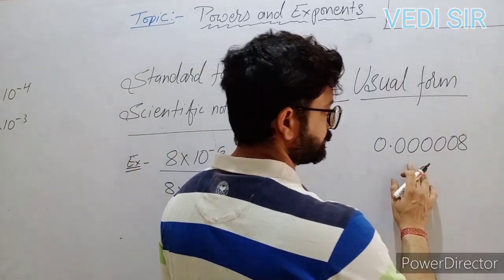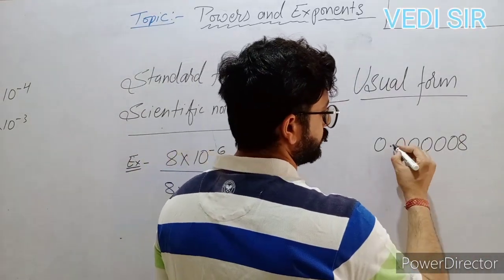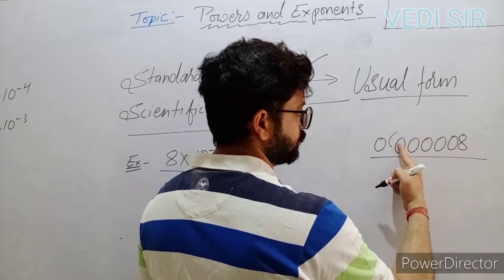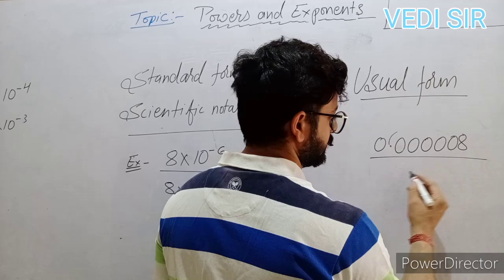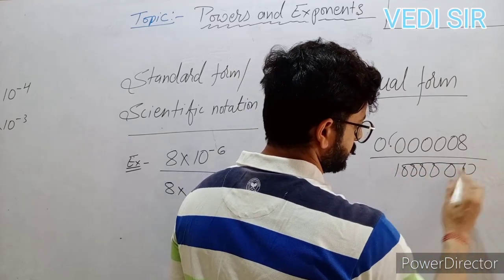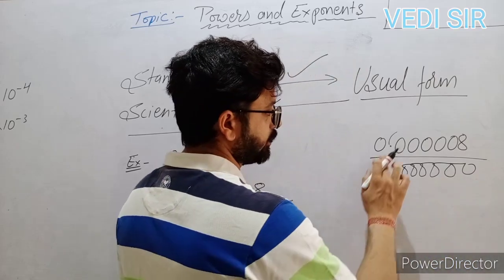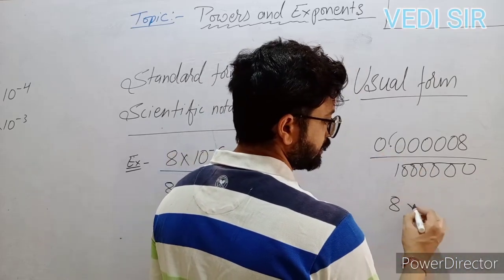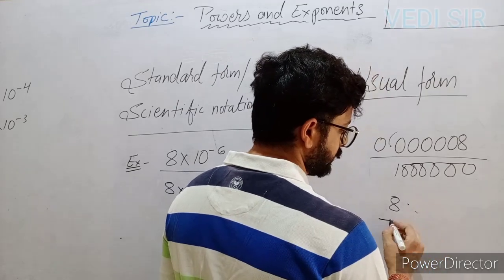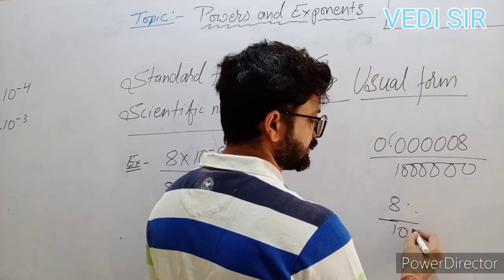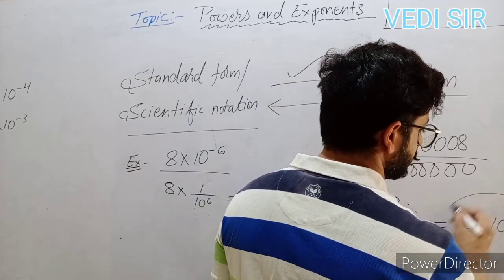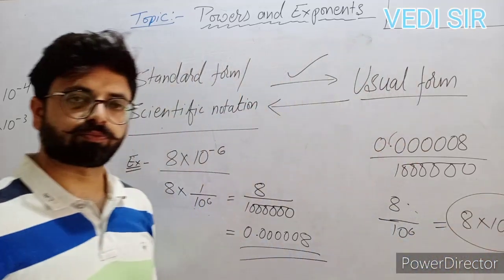Suppose this is the question, and I want to remove this decimal. After the decimal, how many digits are there? 1, 2, 3, 4, 5, 6. Then 10 will come on the left, and this is 8 only. Now we can write 10 raised to the power 6, and when this 10 raised to the power 6 goes upside, it becomes 8 into 10 raised to the power minus 6. So this is the standard form.